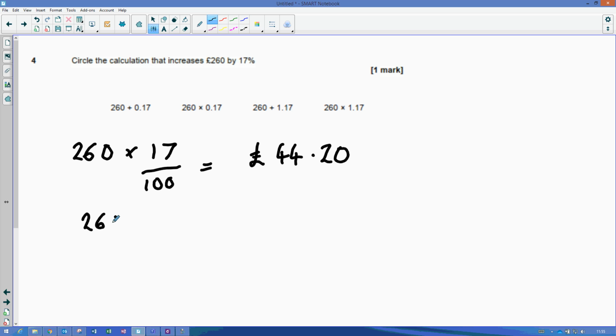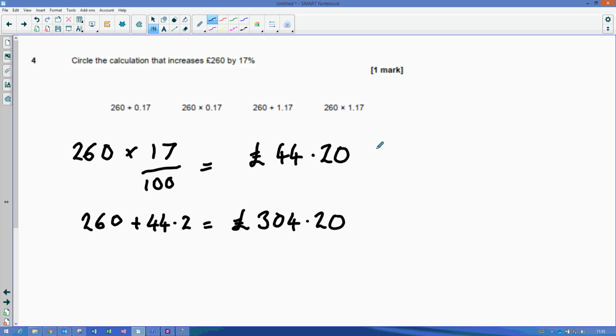We need to do the 260 plus the 17%. That gives us the correct final answer of £304.20. But this isn't the method shown here.